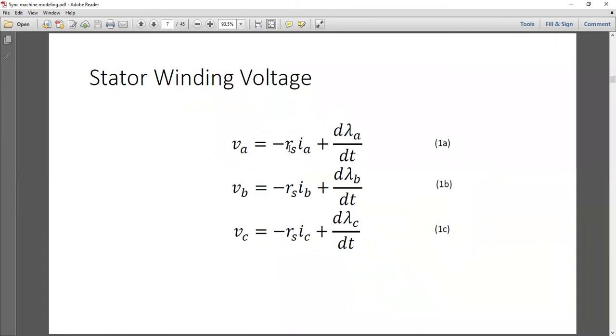Sir, if current enters the coil, then this sign will be plus RS IA, and what will be the sign of this del? We will show it whenever it comes. Probably in one or two slides that will come. Okay, we will show it.